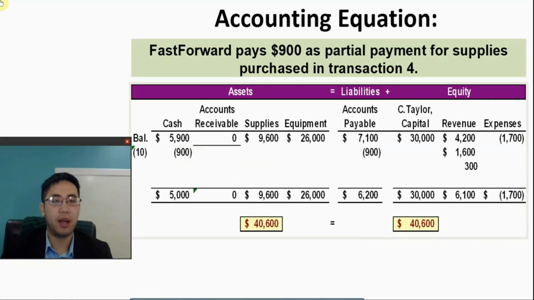So what you see on the balance sheet is that cash got reduced by $900, and you also have a $900 decrease for accounts payable. And these both contribute to the deduction of your total assets and the deduction of total liabilities and equity by the same amount.